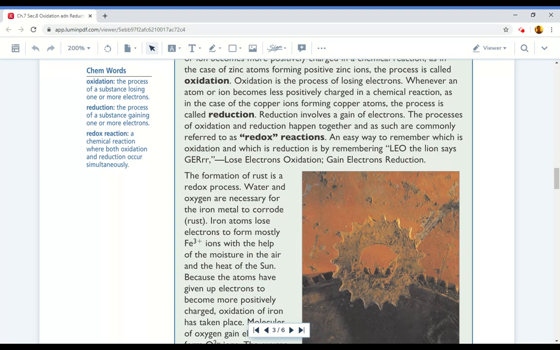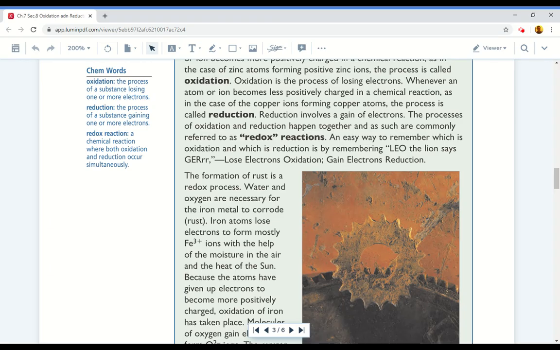Oxidation is the process of losing electrons. Whenever an atom or ion becomes less positively charged in a chemical reaction, as in the case of the copper ions forming copper atoms, the process is called reduction. Reduction involves a gain of electrons. The processes of oxidation and reduction happen together and as such are commonly referred to as redox reactions.